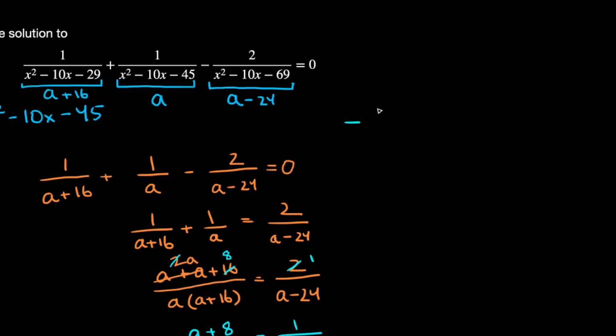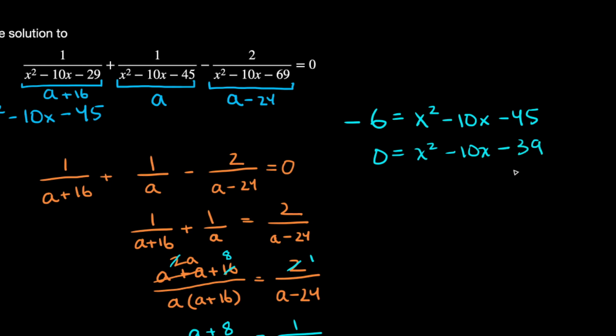So we have negative 6 is equal to x squared minus 10x minus 45. And then we can add 6 to both sides and get 0 is equal to x squared minus 10x minus 39. And we see that 39 is 13 times 3. So we can factor this nicely. 0 is equal to x minus 13 times x plus 3. X is equal to 13 because they're looking for only the positive solution. And as usual, you can check to make sure everything works and we didn't get any extraneous solution anywhere.